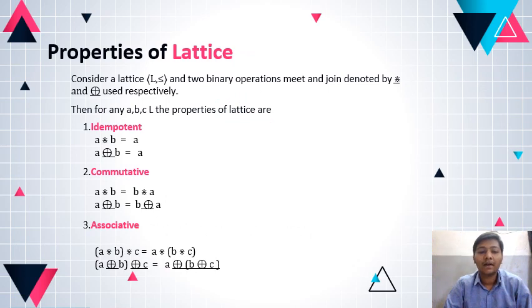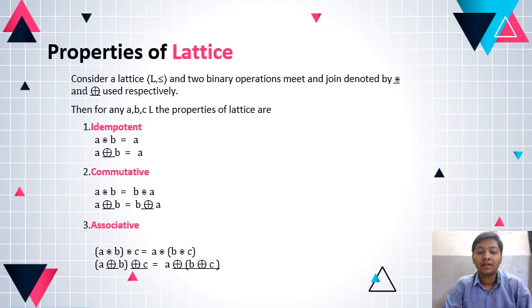Let us see the properties of lattices. Consider a lattice L, less than or equal to, and the two binary operations meet and join, denoted by star and plus respectively. Then for any three elements A, B, C belonging to L, the properties of lattices are: the first one is idempotent, in which A star A is equal to A and A plus A is equal to A. The second property is the commutative property, in which A star B is equal to B star A and A plus B is equal to B plus A.